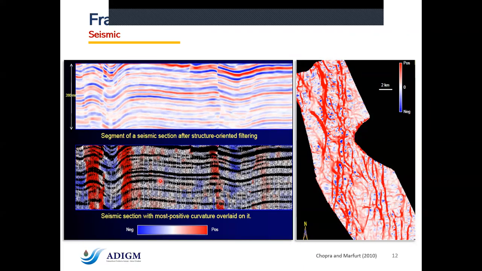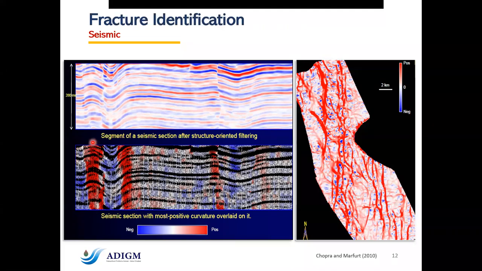This example is taken from the seismic curvature in this lower left image. We can see that the strains are shown by this positive and negative curvature. A bump, two bumps here, and a decline that suggests a high positive curvature. That may be telling us something, that the zone is fractured.